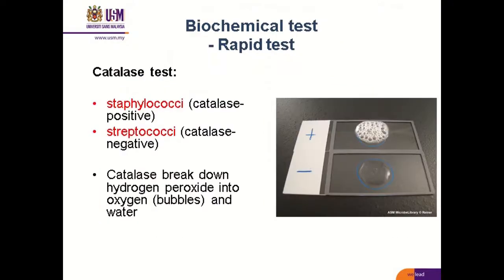So there are various biochemical tests which can be done. First is the catalase test, which is used to differentiate staphylococci from streptococci. Staphylococci are catalase positive, whereas streptococci are catalase negative. So the bacteria produce catalase, which breaks down hydrogen peroxide into oxygen, which we can see as bubbles in the water.